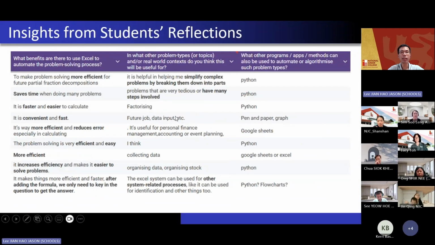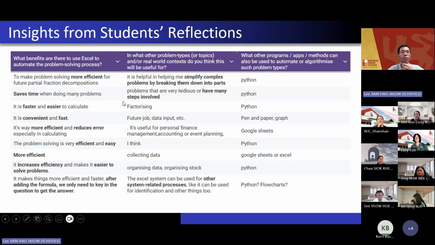Okay. So, here are the form responses from the other students also. As one of the students mentioned in the earlier video, and also what a lot of students correctly pointed out from their form responses, the benefit of using spreadsheets to automate the problem solving process is that it can make the process more convenient and efficient.